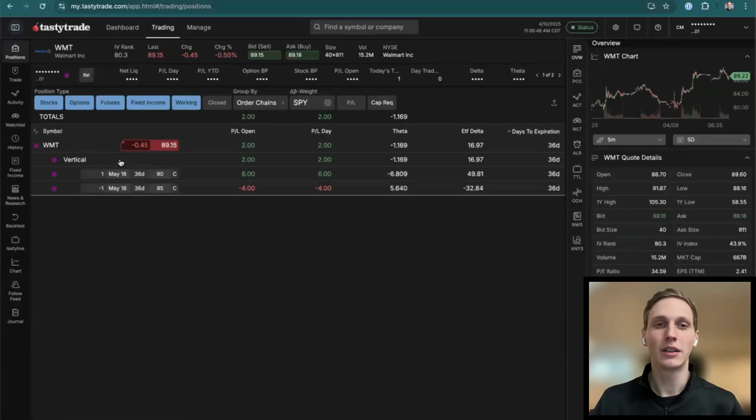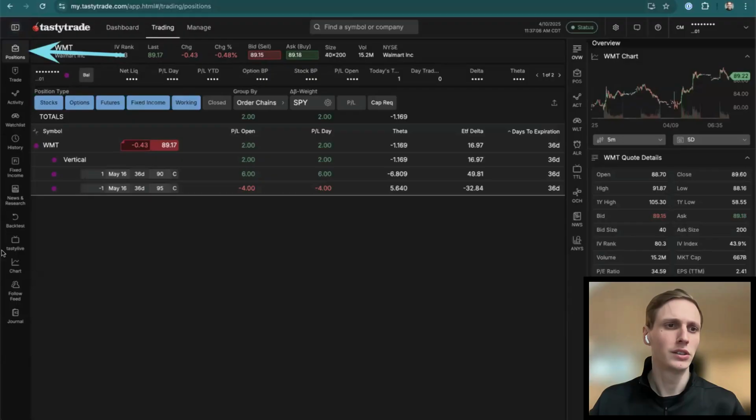But here now in our positions tab, we can see the vertical spread that we just opened. You can see our vertical spread. We can see some metrics like our profit or loss to open, some of the Greeks, days till expiration. You can edit all these columns, and I can show you how to do that in just a little bit.